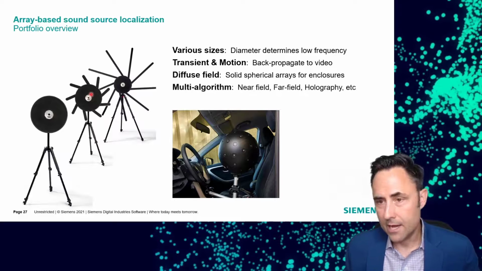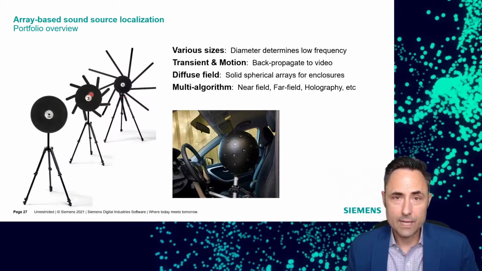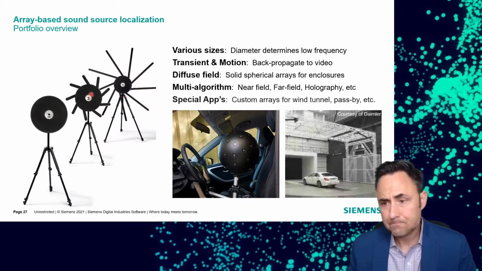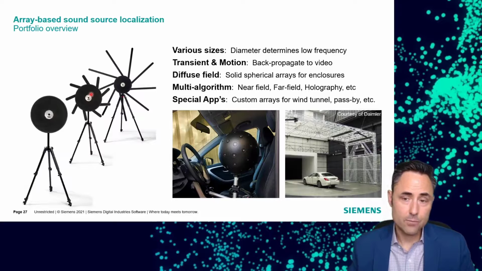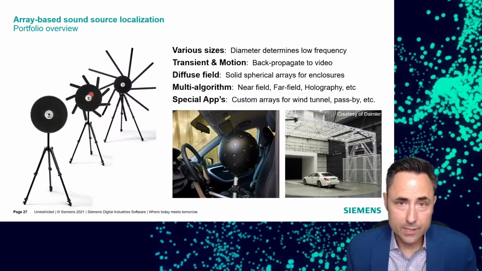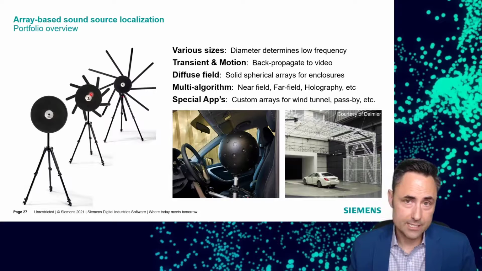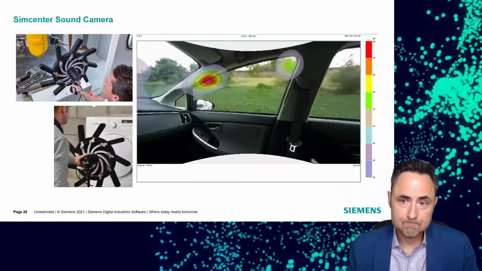All of these arrays can handle different algorithms, which makes them all very powerful, from beamforming to focalization to near-field acoustic holography. And then you have specialized applications. You have large exterior pass-by antennas that we can use for exterior pass-by noise for automotive, or you can see we have really big applications for wind tunnels for exterior wind noise. So specialized configurations are certainly available for an application like that.